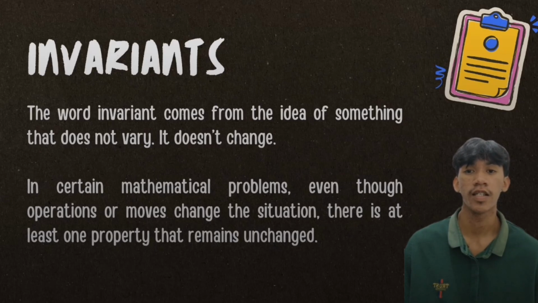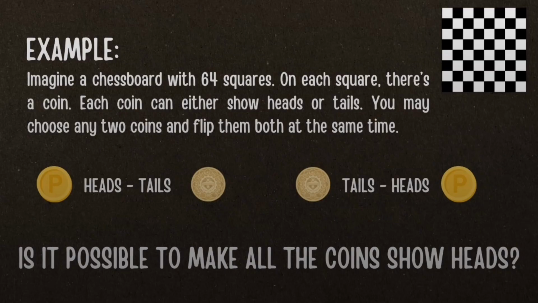It doesn't change. So, the invariant principle means that in certain mathematical problems, even though operations or moves change the situation, there is at least one property that remains unchanged. This unchanging property is called the invariant. When we can identify the invariant, it often tells us whether a certain goal is possible or impossible. Let's look at a classic example.